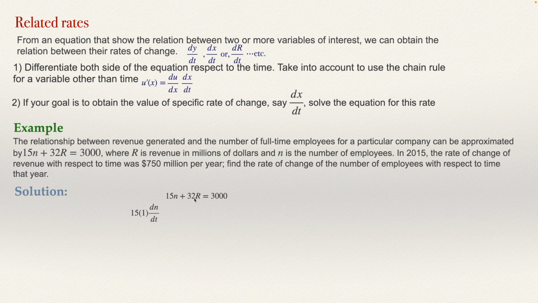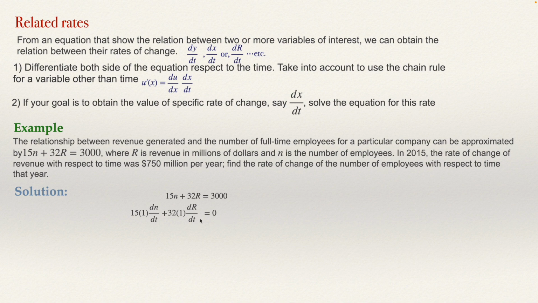Here again we have the same. We don't have t here, so it will be plus 32 times the derivative of the variable to the power 1, which is just 1, dR/dt. So it will be plus 32 times 1 dR/dt. If this were r squared, for example, it would be 32 and the derivative of r squared would be 2r dR/dt. So we are going to use the chain rule any time that we have something that is not the time. And on the other side, the derivative of 3,000, the derivative of a constant, is 0, so it will be equal to 0.